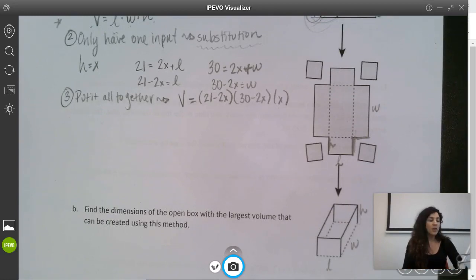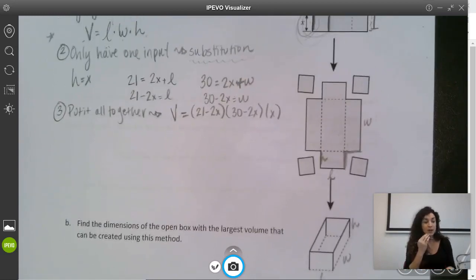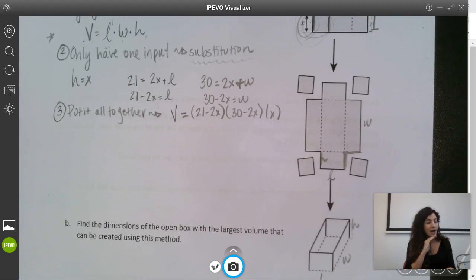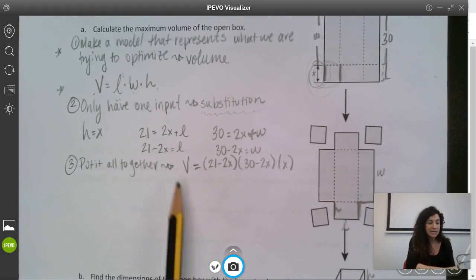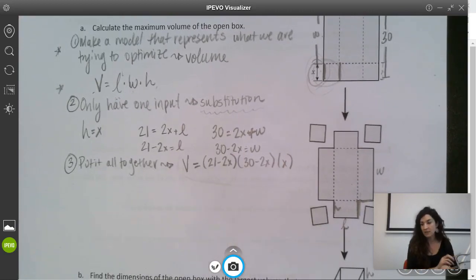Our first goal was to make this equation. And then our next goal is to calculate the maximum volume of the open box, which means we need to take this guy and maximize it. We're going to maximize it through calculus because that's what we're here to do. Is it the only way to maximize it? No, you could graph this and find the maximum point on your calculator, right? But we're going to focus on using calculus because that's what we're here to do.